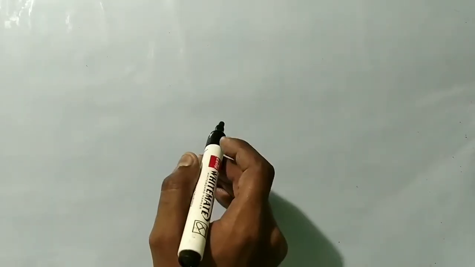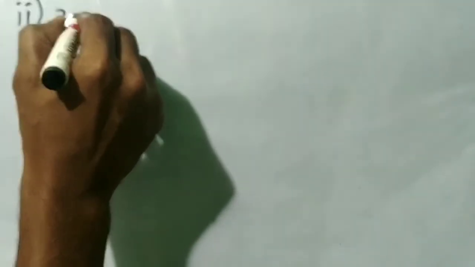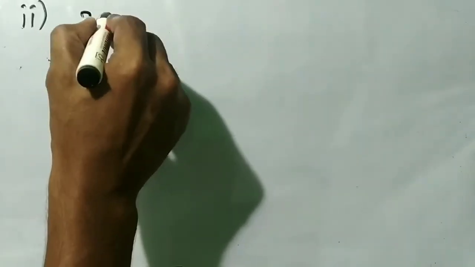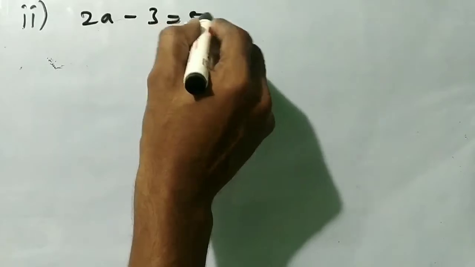Second exercise: solve the following equation by transposing the terms and check your result. So first of all we do the second one. The first one we have completed in the previous video. The second one is 2a minus 3 is equal to 5.